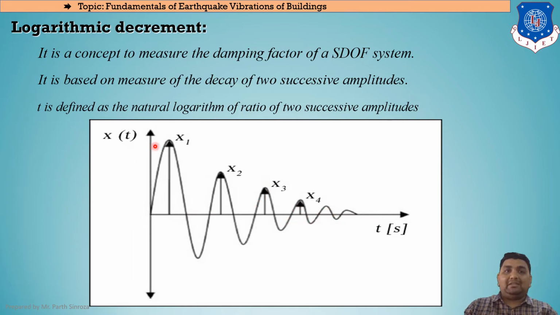Clear? So as we can say, the first amplitude is very high, or you can say the maximum amplitude. Then as time increases, this amplitude decreases. The height of any crest or top is called amplitude. As we can see here, x1 is amplitude 1, x2 is amplitude 2, x3, x4, up to xn. So it is the ratio of two successive amplitudes. That means it is a natural logarithm, that is ln, of the ratio of x1 to x2. If we are talking about two successive amplitudes, then it is termed the logarithmic decrement.